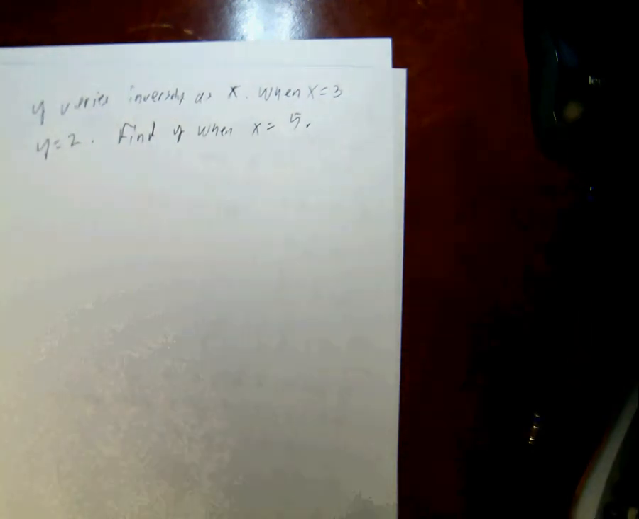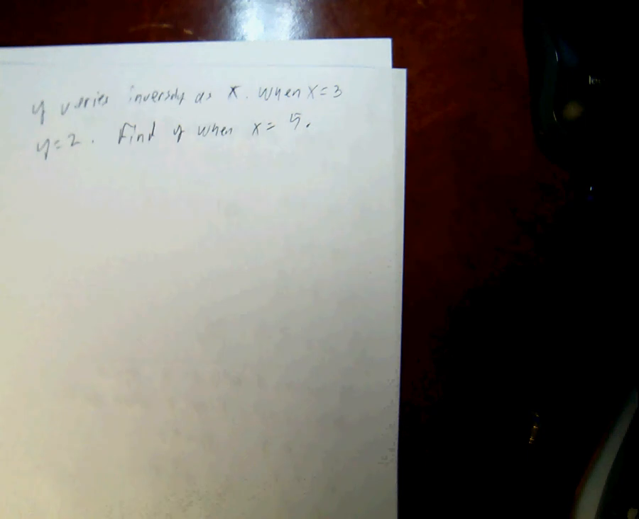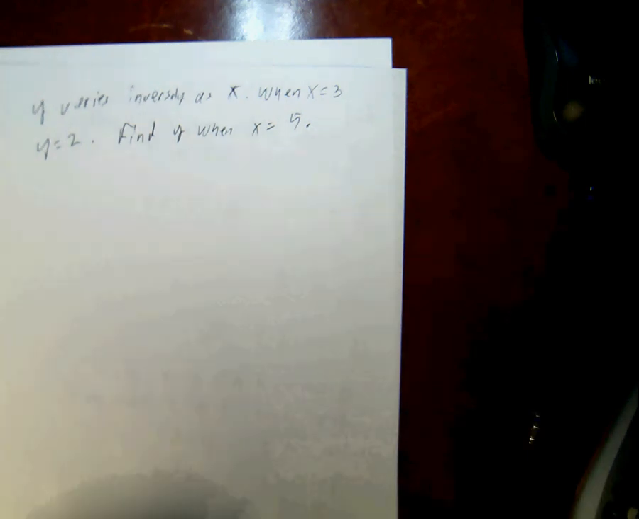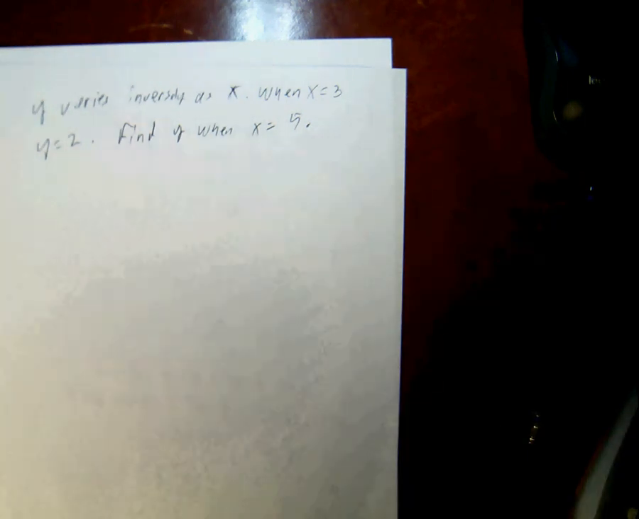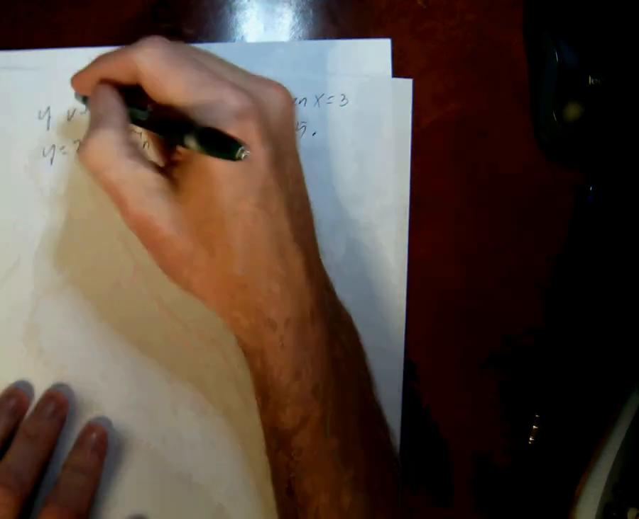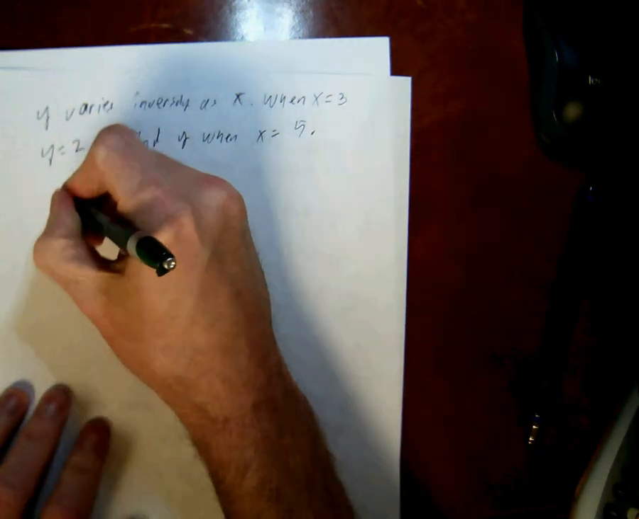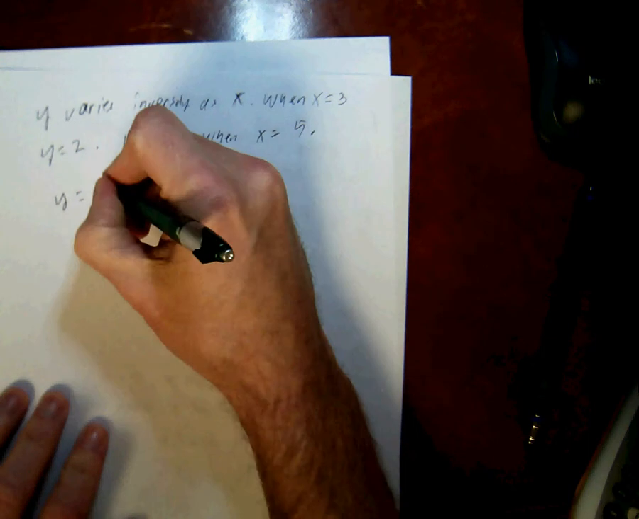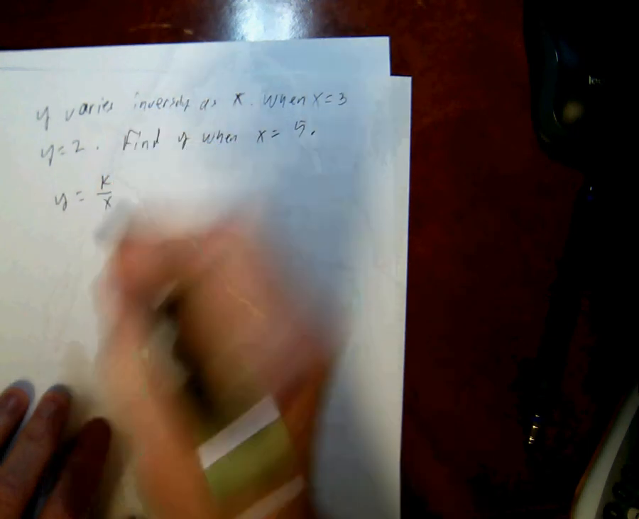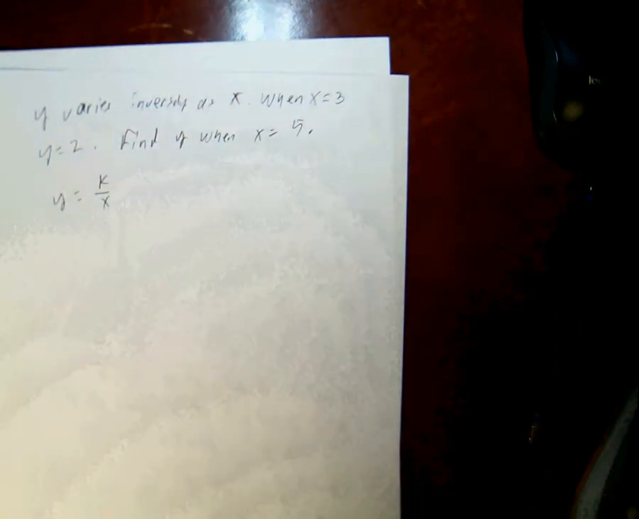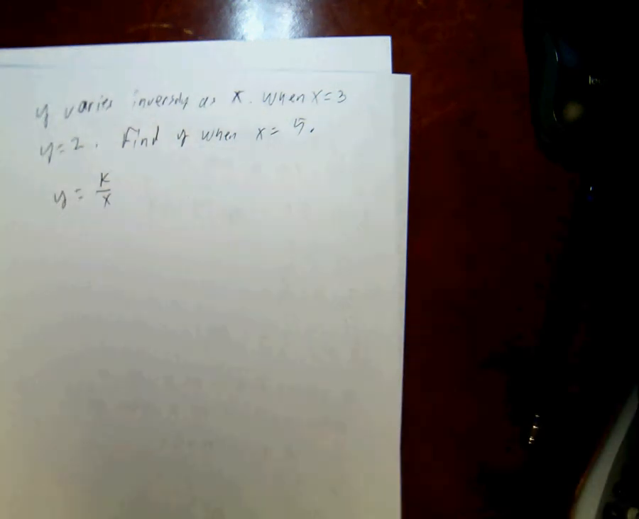So same wording, everything. There's not a lot of, pardon the pun, variation in the way they ask the question. So you look at it and the first sentence, that's an A, right? It says y varies inversely as x. Well, if y varies inversely as x, then we're going to get y equals k over x. The inversely means the x goes on the bottom. So I get my equation.